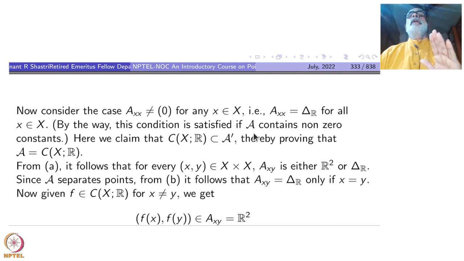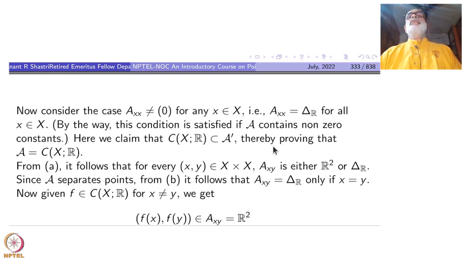By the way, this condition is satisfied if A contains non-zero constants. You see, then A_xx will never be 0, right? There is a constant term, a non-zero constant. So this is just in passing, we are telling when this will be satisfied. Case 1 does not occur if A contains a non-zero constant, that's all. So here we claim that this C(X, R) itself is contained inside A prime, thereby proving that this A must be the whole of C(X, R). Okay.